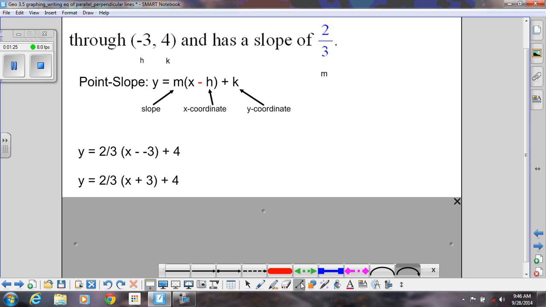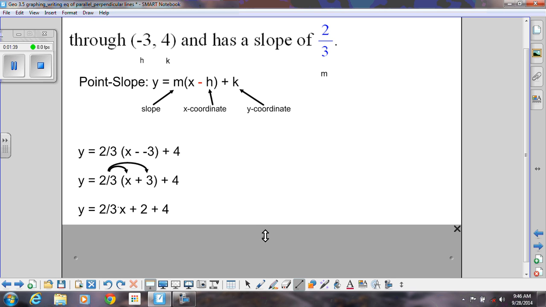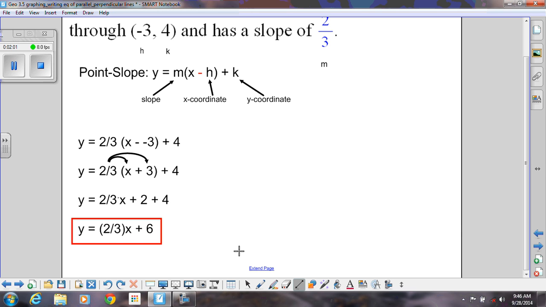Now I'm going to rewrite this in slope-intercept form so that in case I wanted to graph it later, I could very easily. So I'm going to do 2/3 times x and 2/3 times 3. When I distribute, 2/3 times x is just 2/3 x, and then 2/3 times 3 gives me 2, and then I just brought down my plus 4 because that did not get distributed, that was not in parentheses. My last step is to combine the like terms, the 2 plus the 4, and that gives me 6. So my final answer is y equals 2/3 x plus 6.